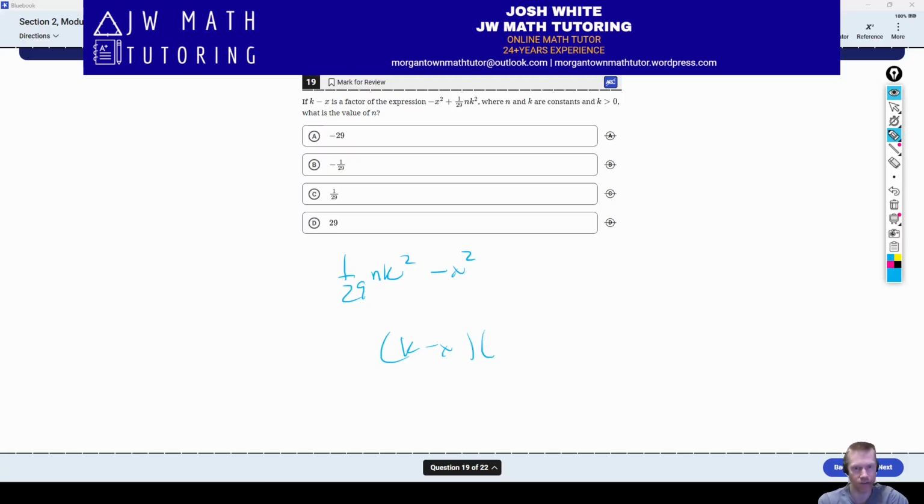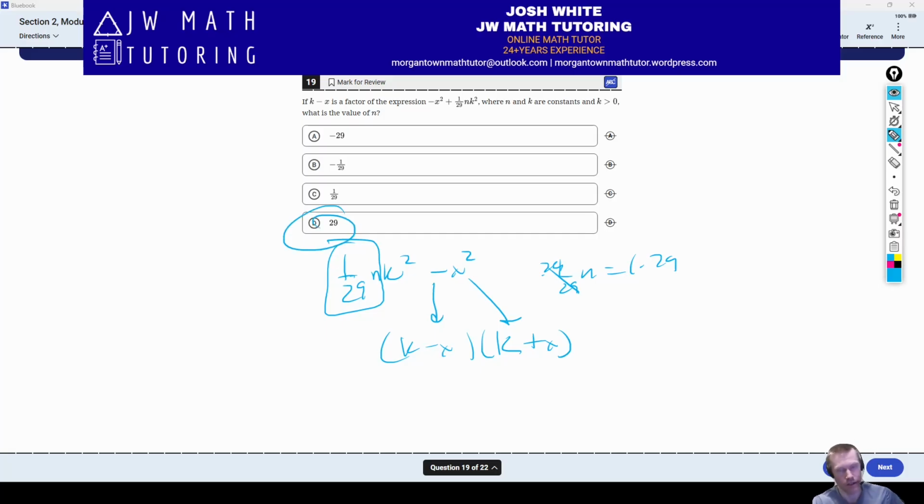That means it has to factor as a difference of squares, meaning the k minus x has to have another factor associated with it of k plus x. So to factor this into a difference of squares like this, in front of the k, this whole thing has to equal 1. 1/29 times n must equal 1 to make it just k squared minus x squared. So what does n have to equal? Well, just multiply by 29 on both sides, and there's your answer. n has to equal 29. Correct answer is going to be letter D.